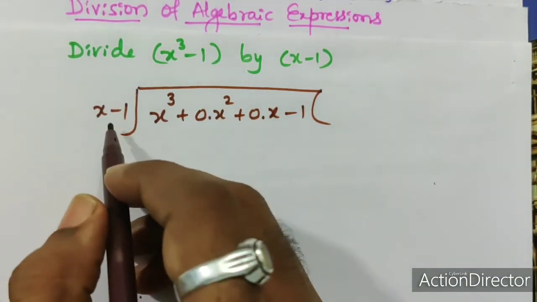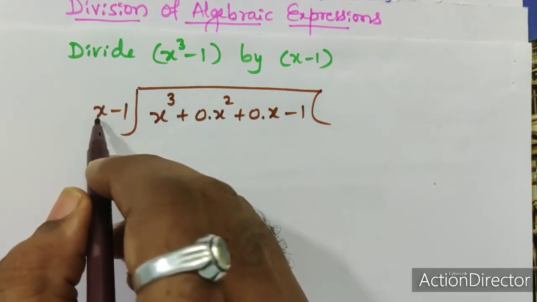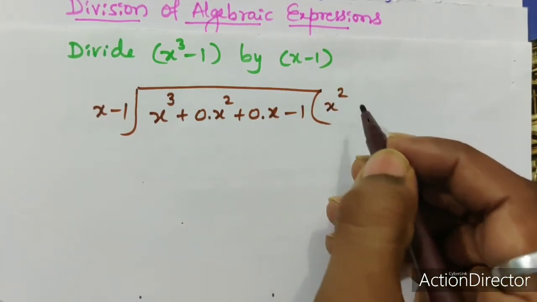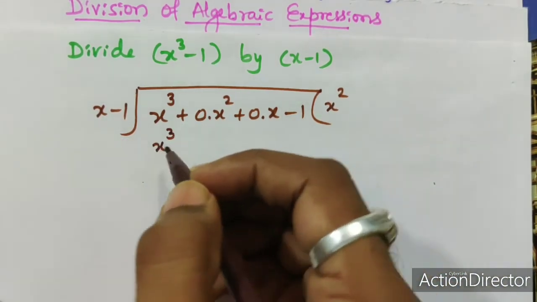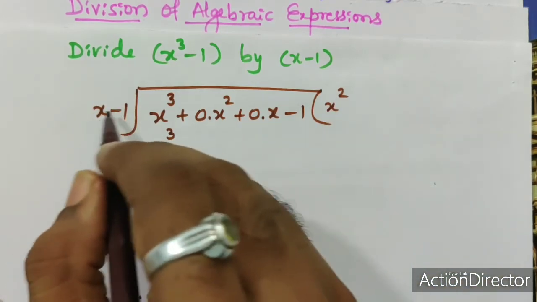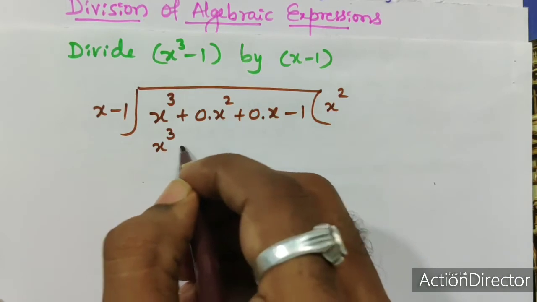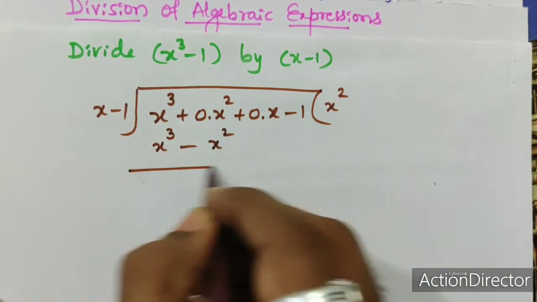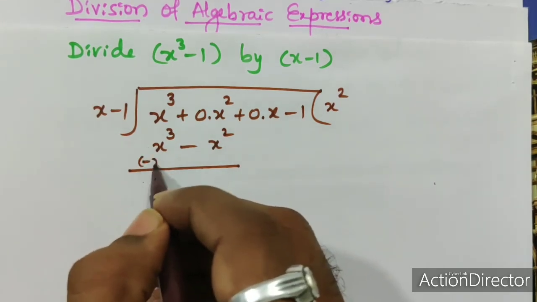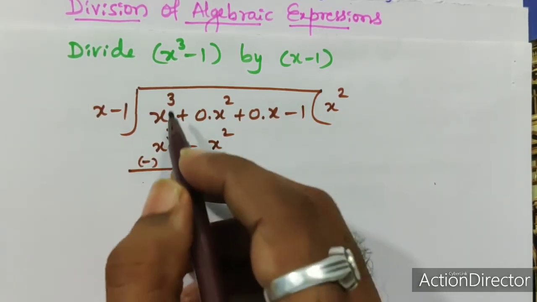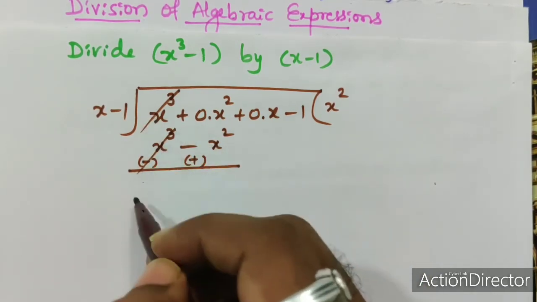Okay. So first term, we need x cube, but we have x with us. So this x, if I multiply with x square, x into x square will become x cube. Now this x square has to be multiplied to both. So first you multiplied x, now minus 1 into x square is minus x square. Now we have to subtract. Plus becomes minus, minus becomes plus. So x cube cancelled, plus x cube minus x cube, 0.